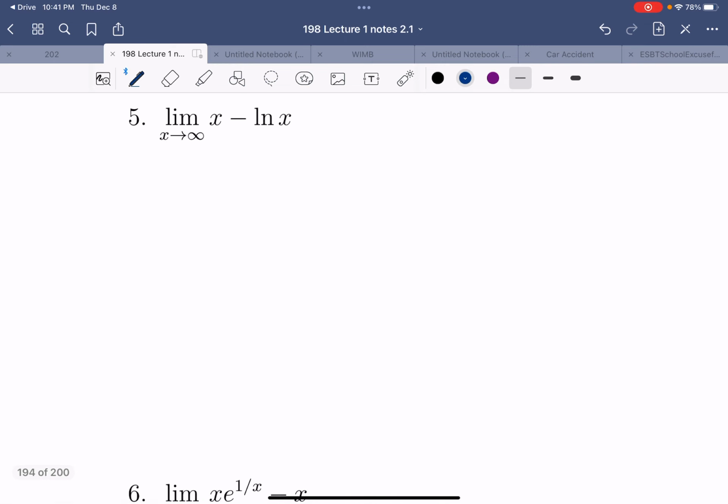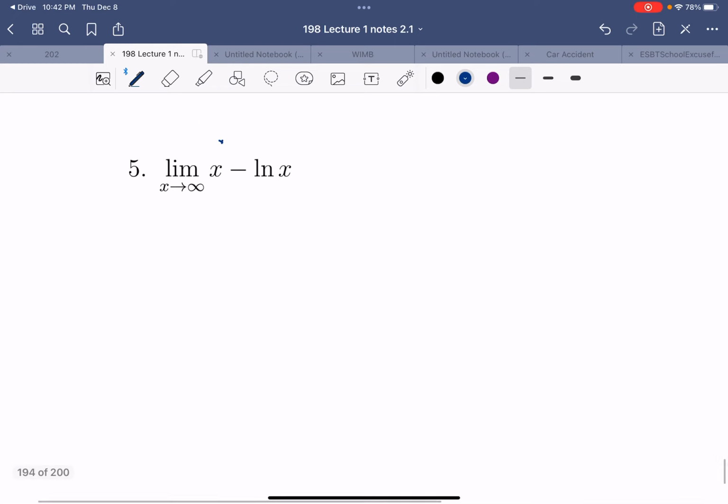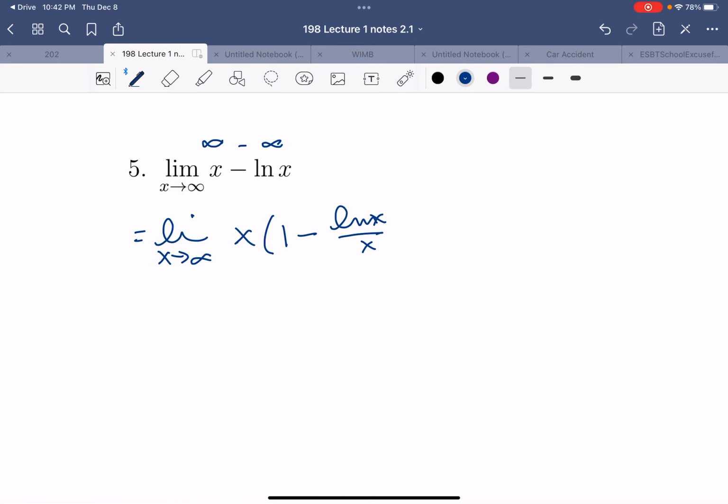So you end up with 1 in this particular case. And while you're not responsible for 5 and 6, I will kind of show you what goes on here. So in this case, you end up with the type where it is infinity minus infinity. So what we're going to do here is factor out an x. And so we make this the limit as x goes to infinity, and I'm going to force factoring out an x. So that leaves me with 1 minus natural log of x over x.